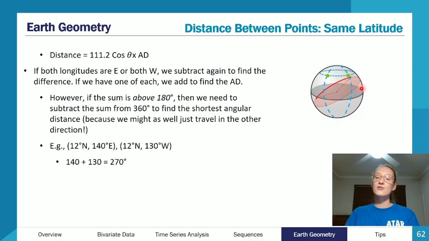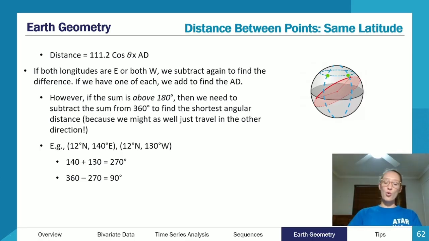Again, real slick, 12 degrees north is going to be about here. So I'm sorry my example doesn't match my picture, but you can kind of pretend that it does. So here we're looking at 12 degrees north. That's our shared latitude, our theta value. Now we need to find the angular distance between 140 degrees east and 130 degrees west. To do that, we add them together, and like the example I gave before, they're 270 degrees apart.